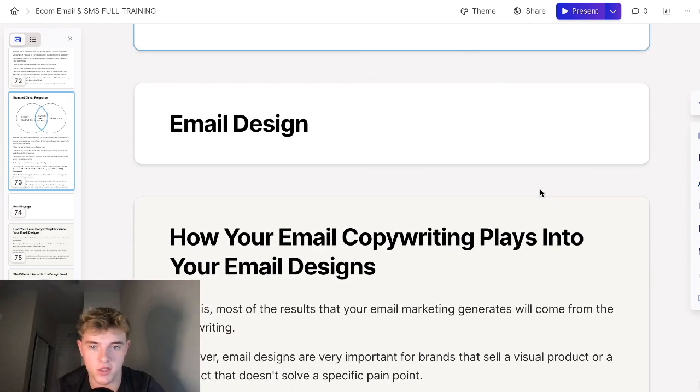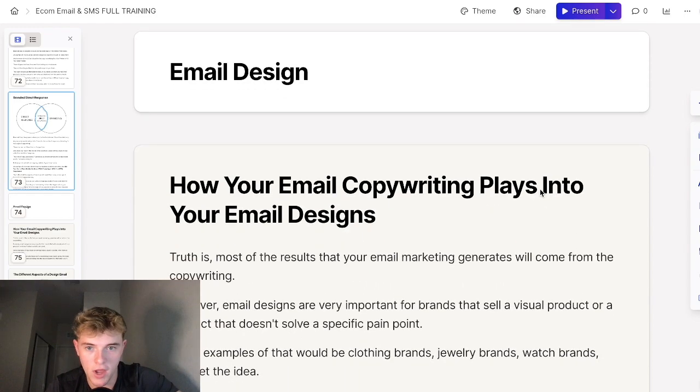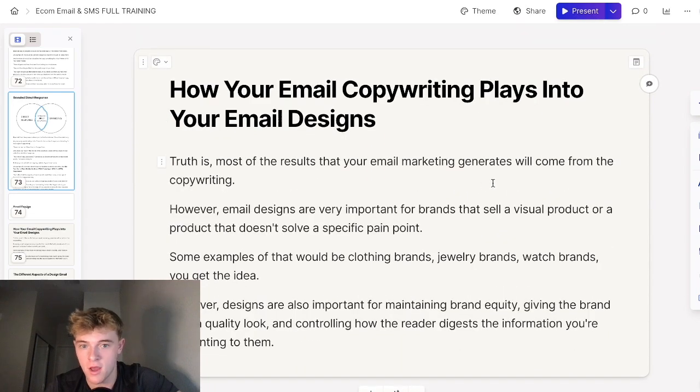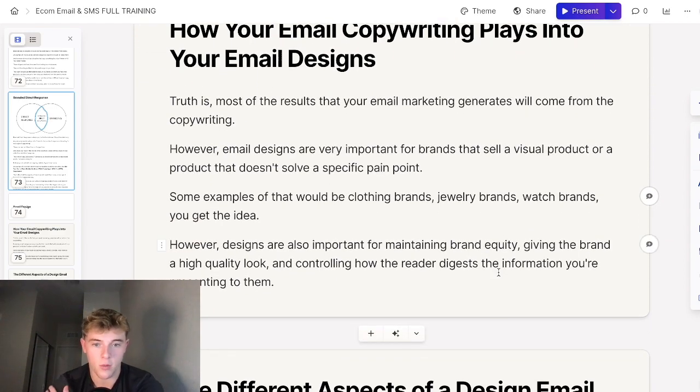Now we're going to get into email design. So we're going to begin with how your email copywriting plays into the designs. And the truth is that most of the results that your email marketing generates will come from the copy. However, email designs are very important for brands that sell a more visual product or a product that doesn't solve a specific pain point like we already mentioned. Some examples would be clothing brands, jewelry brands, watch brands, you get the idea. However, designs are also very important for maintaining brand equity and giving the brand a high quality look, and also controlling how the reader digests the information that you are presenting to them.